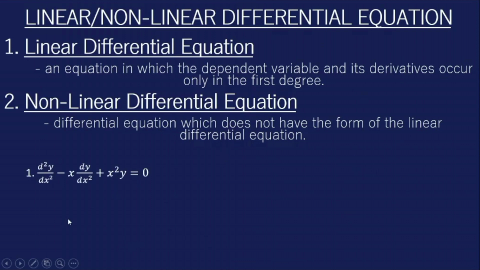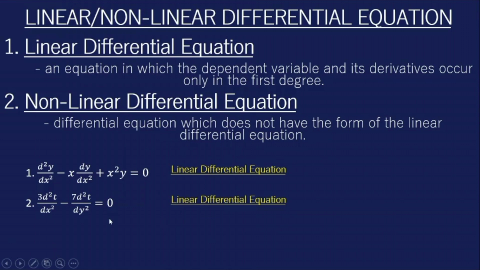So example number 1. With this equation, it is a linear differential equation. Why? Because it is only first degree, right? The power is 1, so it is first degree. So number 2. With this equation, it is a linear differential equation since the equation is only in the first degree.